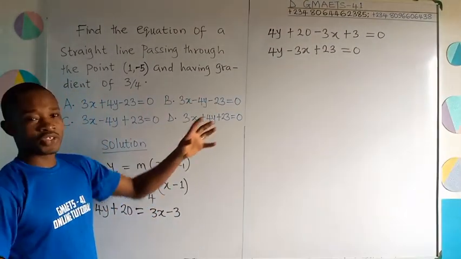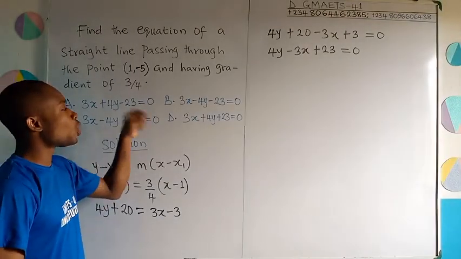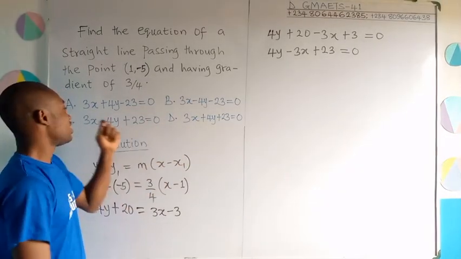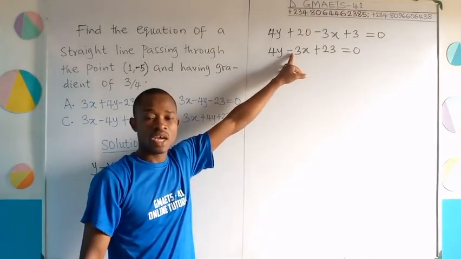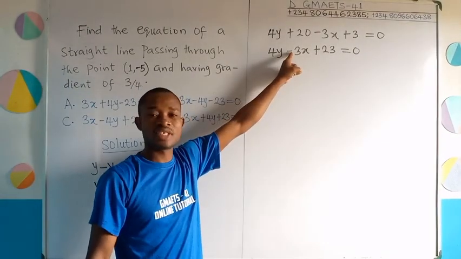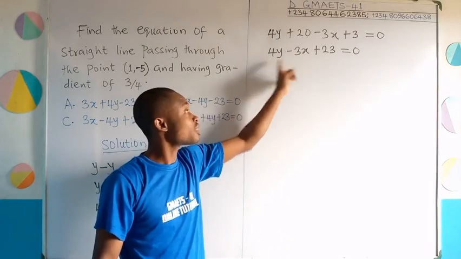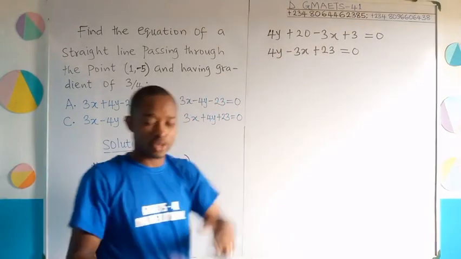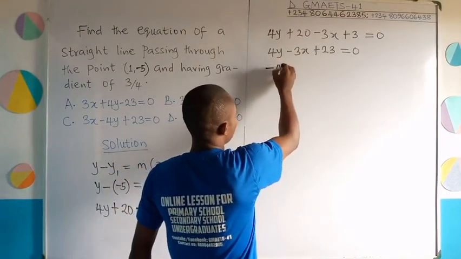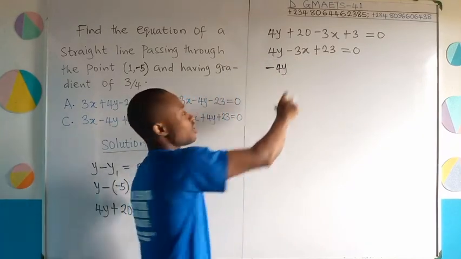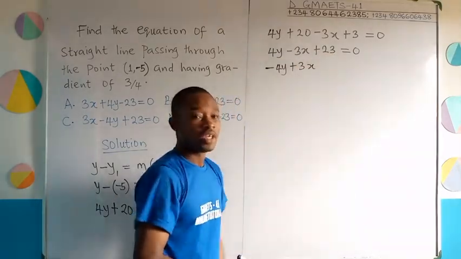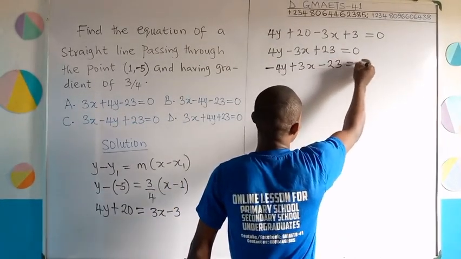But whatever you are solving, since you have options provided for you, you need to work towards the option. In our options here, there is none of them that has minus 3x as we have it here. I think all the 3x we have here are all positive. So we need to remove this negative 3x. And how do we achieve that? Multiply each of these terms by minus 1. Let us do that. If I multiply this 4y by minus 1, it becomes minus 4y, multiply this minus 3x by minus 1, it will become plus 3x. Multiply this plus 23 by minus 1, it will change to minus 23 equal to 0.